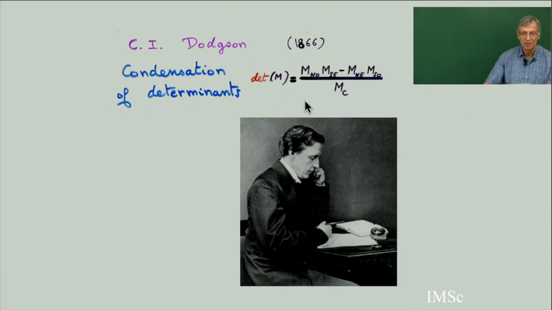And Dodgson is 19th century. He also wrote some novels, like Alice in Wonderland. He's Lewis Carroll, the same man. Lewis Carroll and Dodgson are the same person.